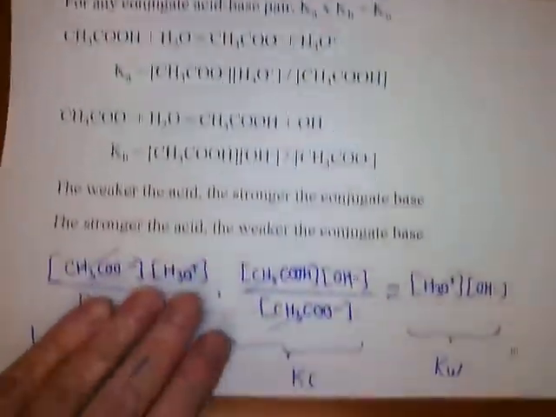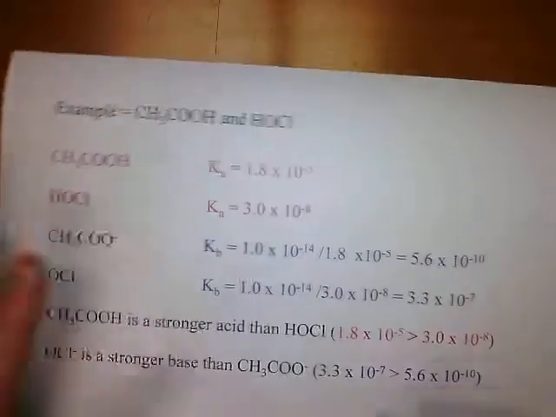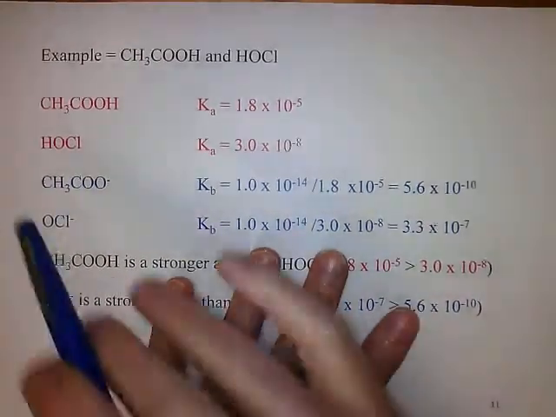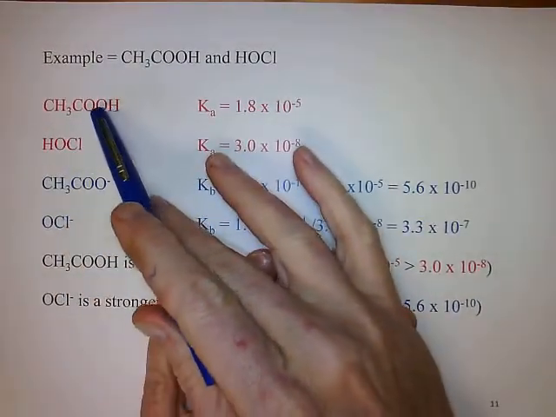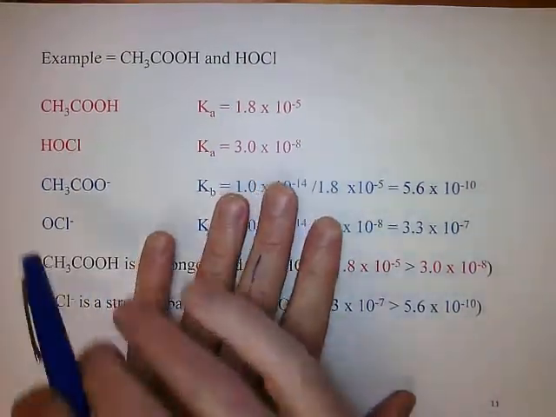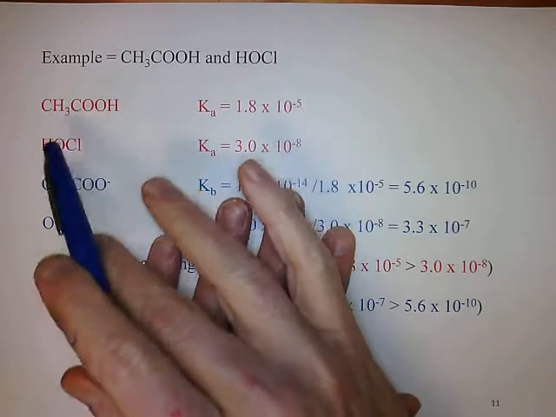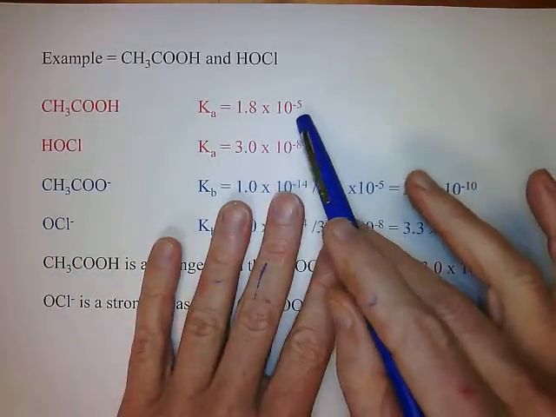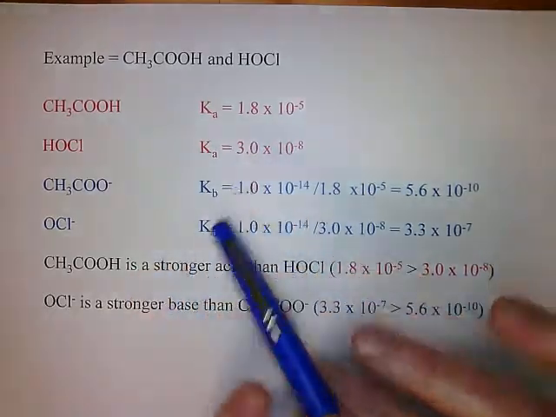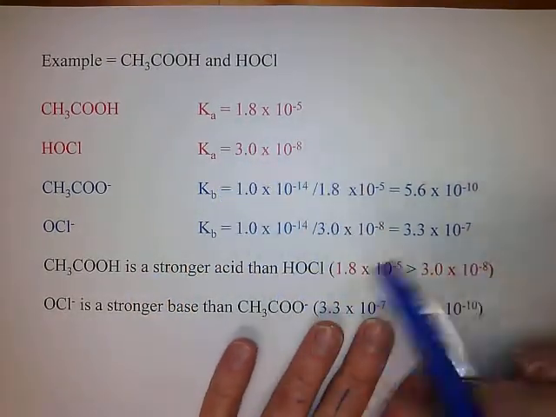Okay, so let's look at an actual example here. Let's suppose we have acetic acid versus hypochlorous acid. The Ka for acetic acid is 1.8 times 10 to the minus fifth, and the Ka for hypochlorous acid is 3.0 times 10 to the minus 8.